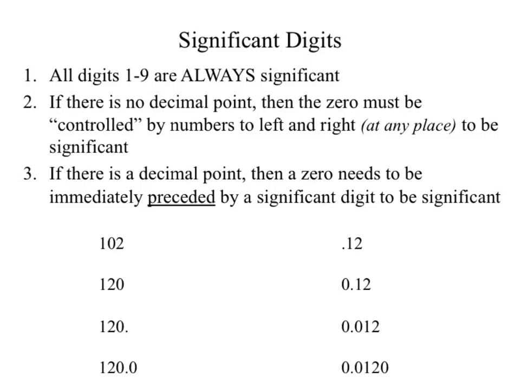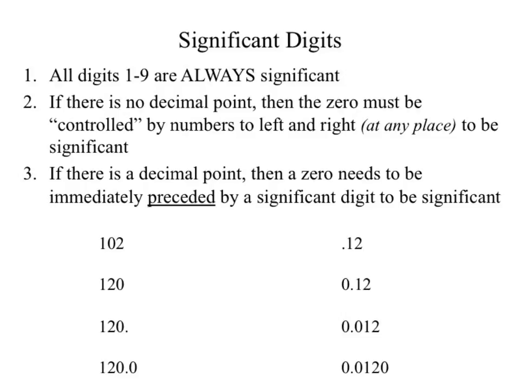Okay, so here's our rules. If there is no decimal point, then the 0 must be controlled by significant digits or numbers to the left and right at any place. Anywhere to the left, anywhere to the right, it must have a significant digit. If there are significant digits both to the left and right, that 0 is now actually holding meaning as not 1 through 9. That makes it a significant digit. If it is not controlled by numbers, it's now holding no meaning. It is only a placeholder.